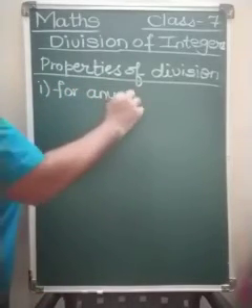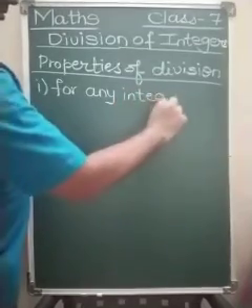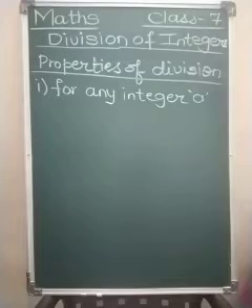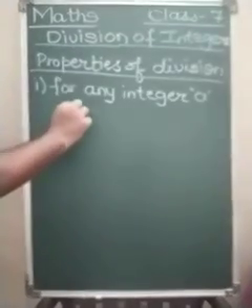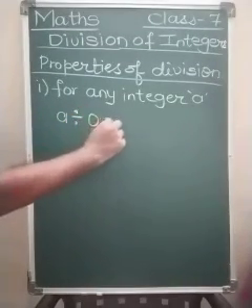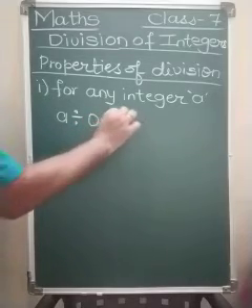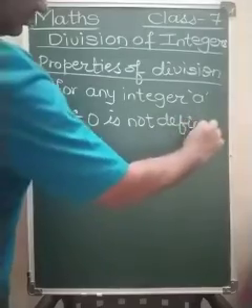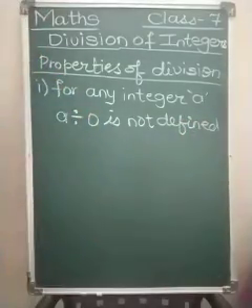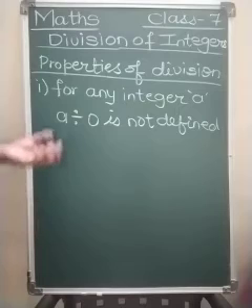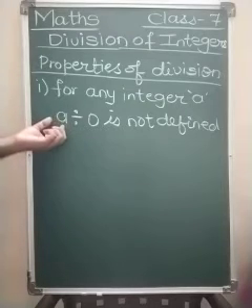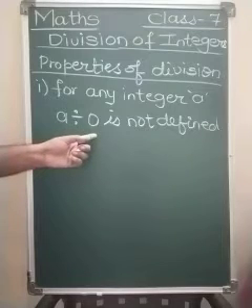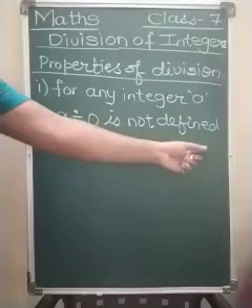any integer a, for any integer a divided by 0 is not defined. In mathematics, whenever a number, let it be an integer, a positive number, a negative number, when we divide it by 0, then it is not defined.